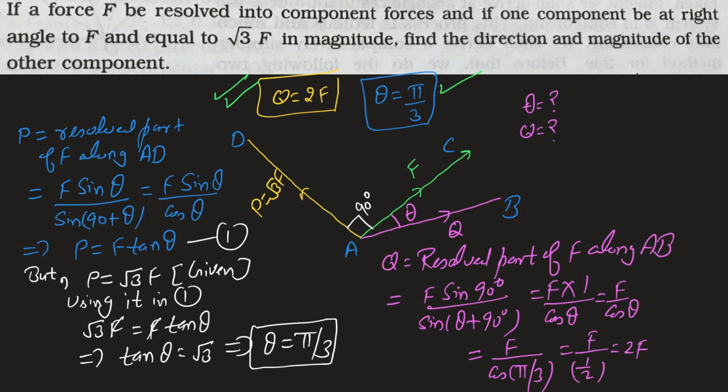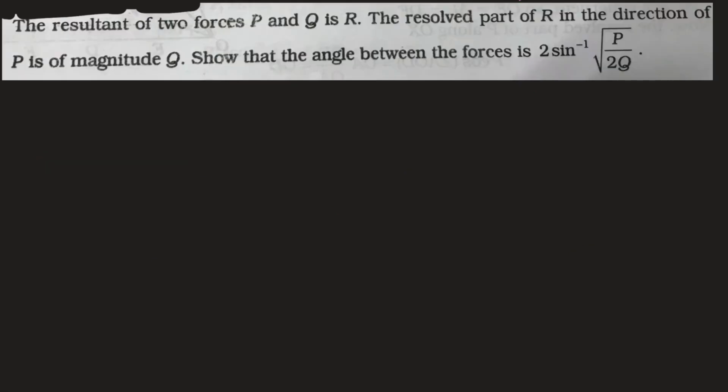Now we will take up the third problem, and the statement of the problem is, the resultant of two forces P and Q is R. The resolved part of R in the direction of P is of magnitude Q. Show that the angle between the forces is this one. So let us first take the forces.